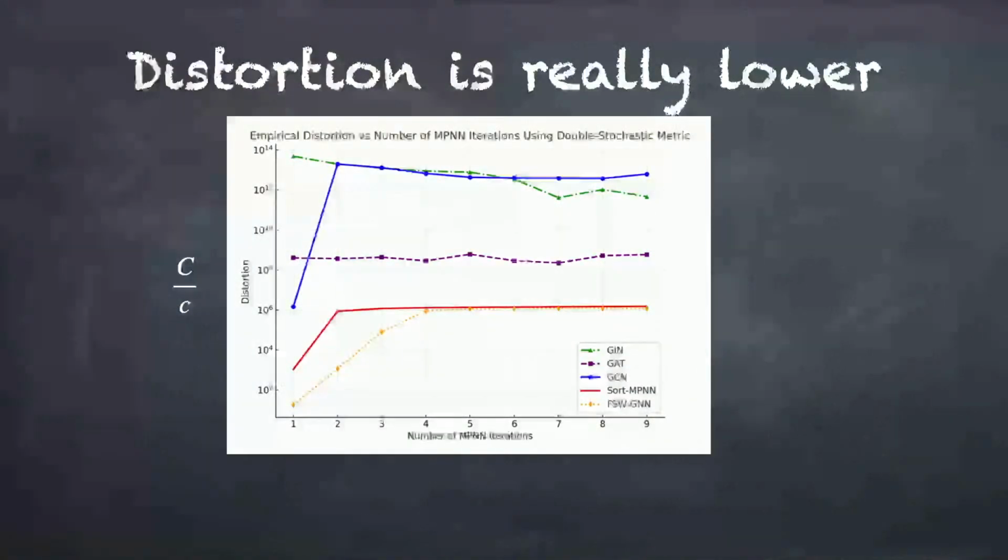You can also see that experimentally. So we have here a synthetic experiment where we generate a certain number of graphs, and we look at the empirical distortion on this finite set. And you see, for these two methods, which are sort-based, we see much better distortion. Although this is really super high, I guess, 10 to the 6th, but still much better.